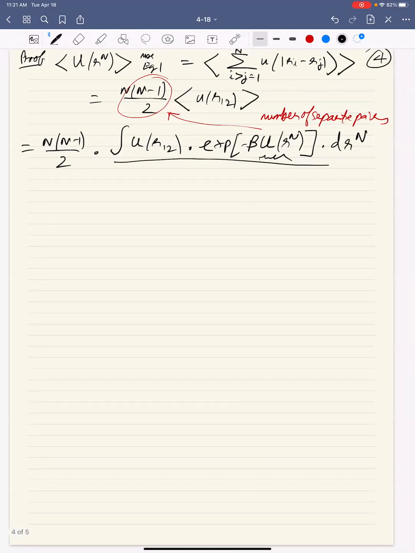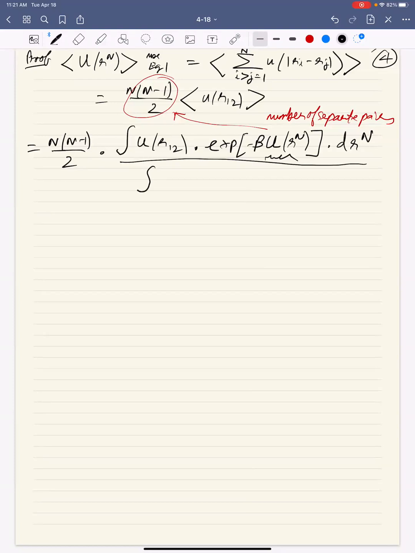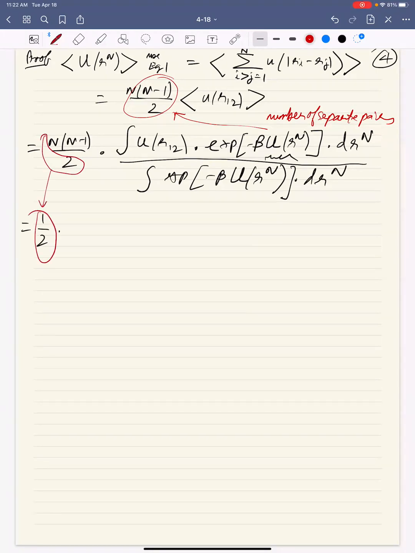What will we have in the denominator? Everything except small u of R12, right? So this will be exp minus beta capital U of Rn multiplied by drn. Okay, now let's do some algebra here. Let's keep the half out. So this half that I have over here, I am keeping it out. The denominator, I am going to do nothing. I am going to just write it down exactly how it is.